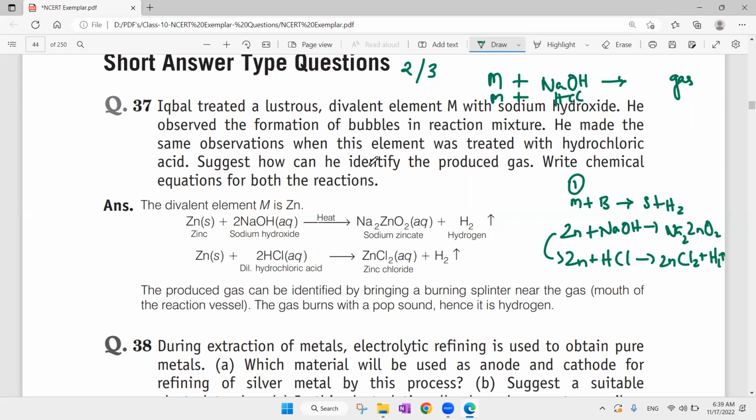Now the answer. Suggest how he can identify the produced gas. How can he identify the produced gas? The produced gas can be identified by bringing a burning splinter near the gas. So what happens? It will burn with a pop sound. You have to identify the gas. What is that gas? That gas is hydrogen. So after writing that, please underline: burns with pop sound. You underline this. Next, write chemical equations for both the reactions. So this is the first equation, this is the second equation. You can write the divalent element M is Zn, zinc. So if you read the textbook directly, you can answer this question.